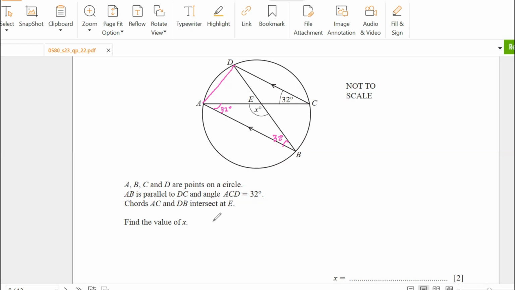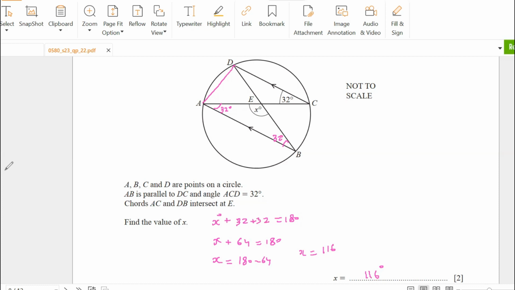We know in a triangle the sum of angles is equal to 180. 32 plus 32 gives me 64. So x is equal to 180 minus 64, which is 116. This is the answer. I hope it is clear for you.